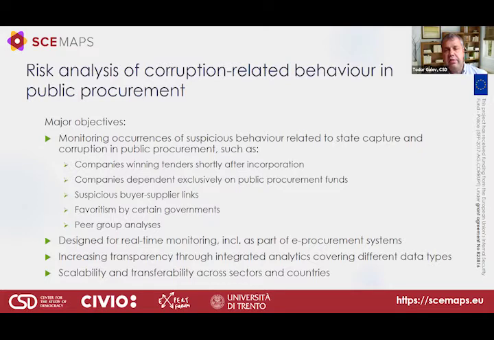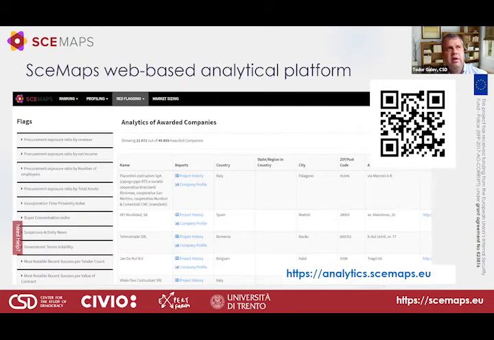It increases transparency because it offers integrated analytics covering different types of data. And last but not least, this methodology was designed to be scalable and transferable across countries and sectors. It is piloted on 3 sectors, as I said, and 4 countries, but it could be used in other sectors and countries, let's say with very small modifications.